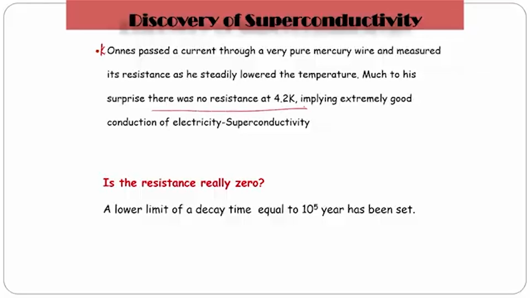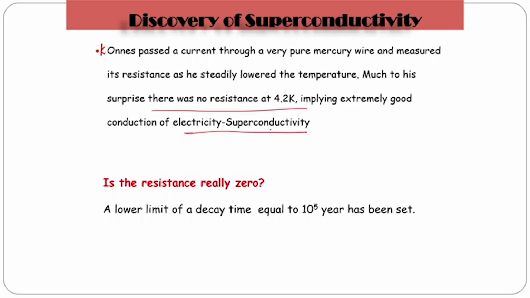And he was measuring this resistivity, and what he found is that there is no resistance below a certain temperature, 4.2 Kelvin, implying that there is a very good conduction. The name superconductivity arose there or thereafter, and one gets extremely good conduction where he saw the resistance go nearly to 0, 10 to the power minus 5.